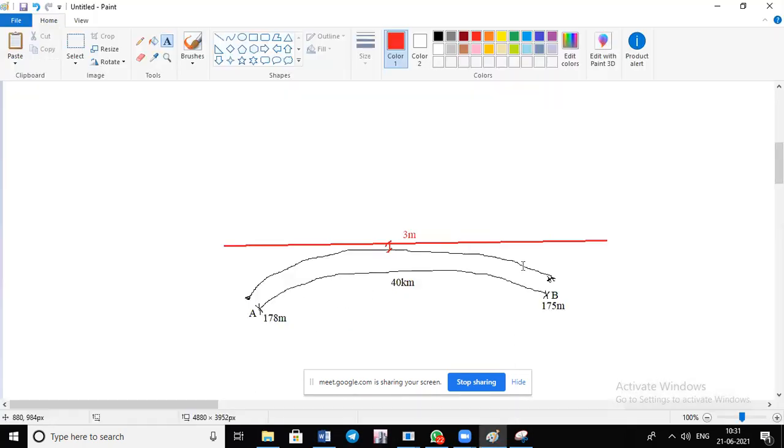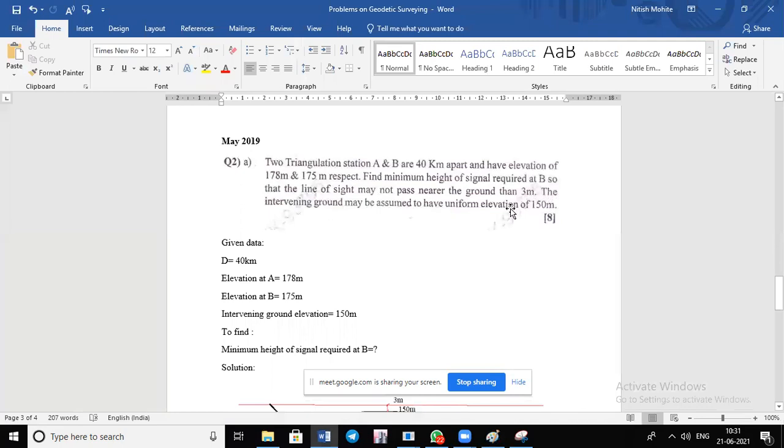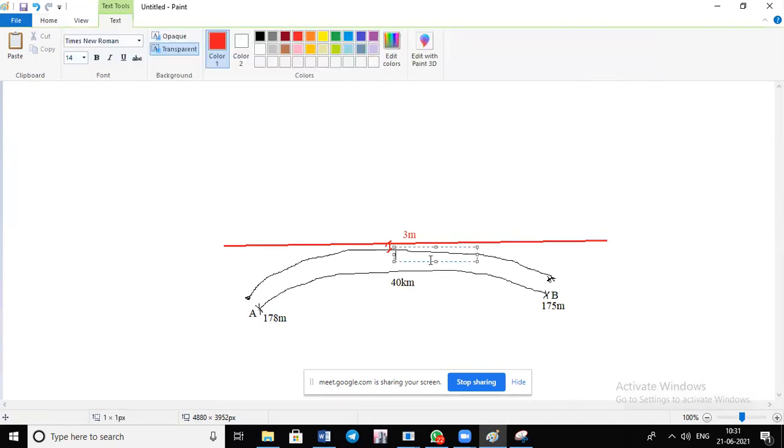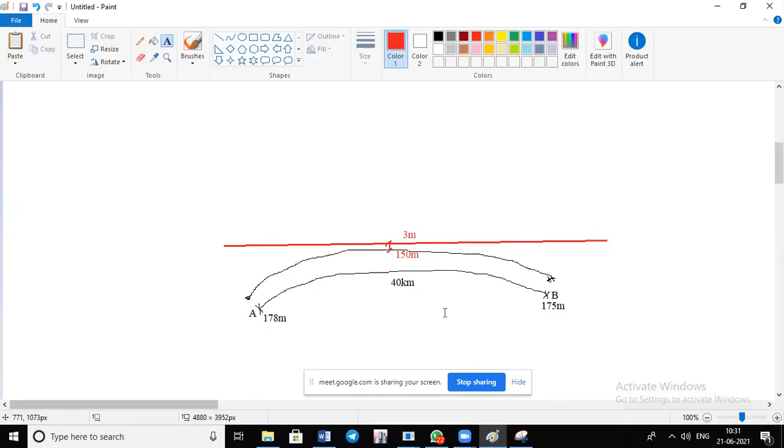They are asking what the height of the signal to be erected at B should be. The intervening ground may be assumed to have a uniform elevation of 150 meters. So the elevation at A is 178 meters, that at B is 175 meters, and at the middle it is 150 meters. Now the task is to find the height of signal required at B.